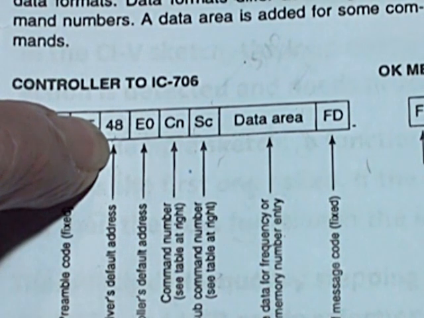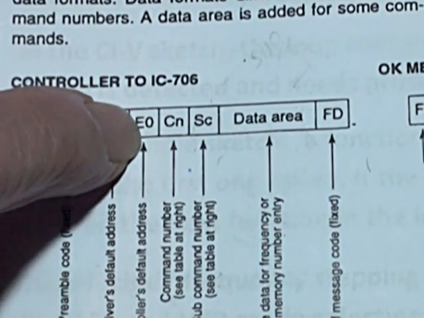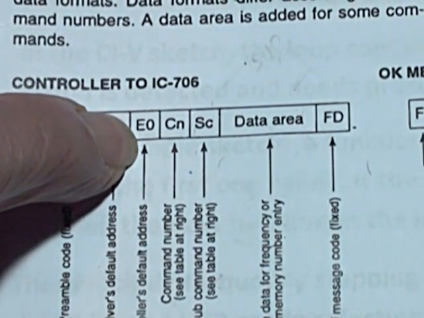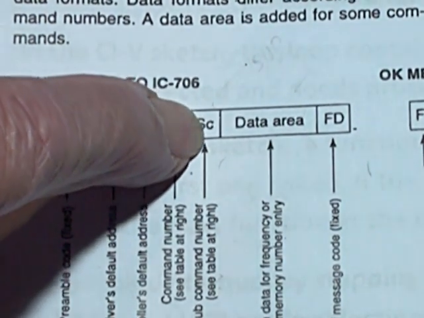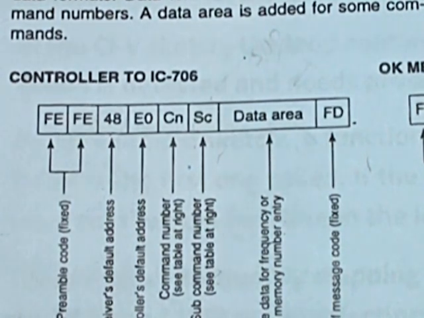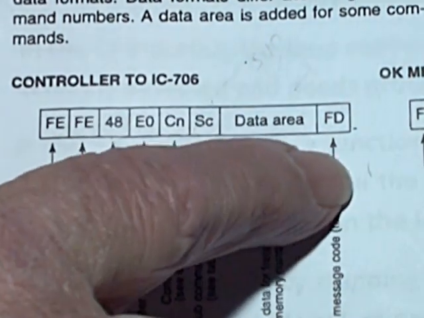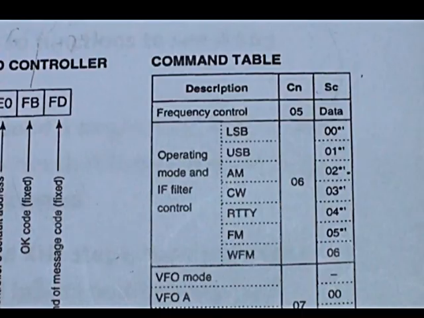0x48 or hex 48, which is the address of the 706, then the address of the controller. Now E0 is a default for all controllers, then a command number, and then a sub-command number, and then some data if you're sending frequency information, and finally end of message.